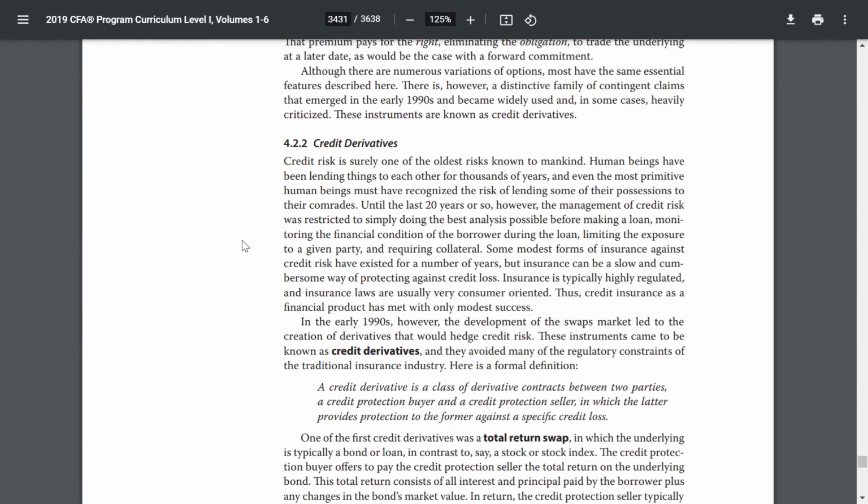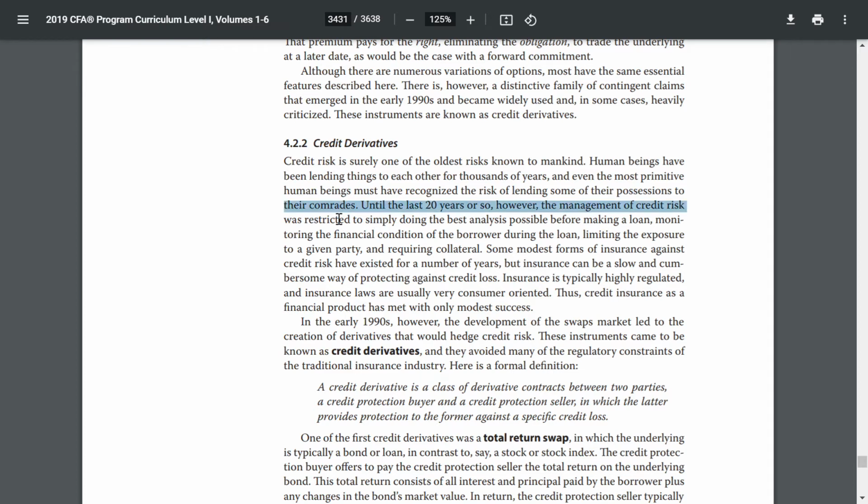Credit derivatives. Credit risk is surely one of the oldest risks known to man. Human beings have been lending things to each other for thousands of years, and even the most primitive human beings must have recognized the risk of lending some of their possessions to other comrades.